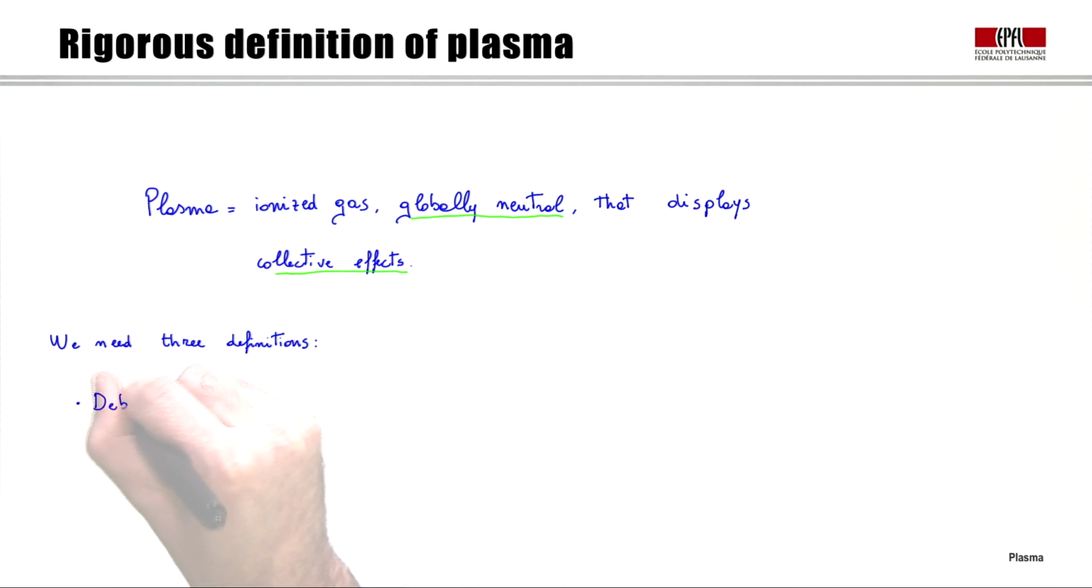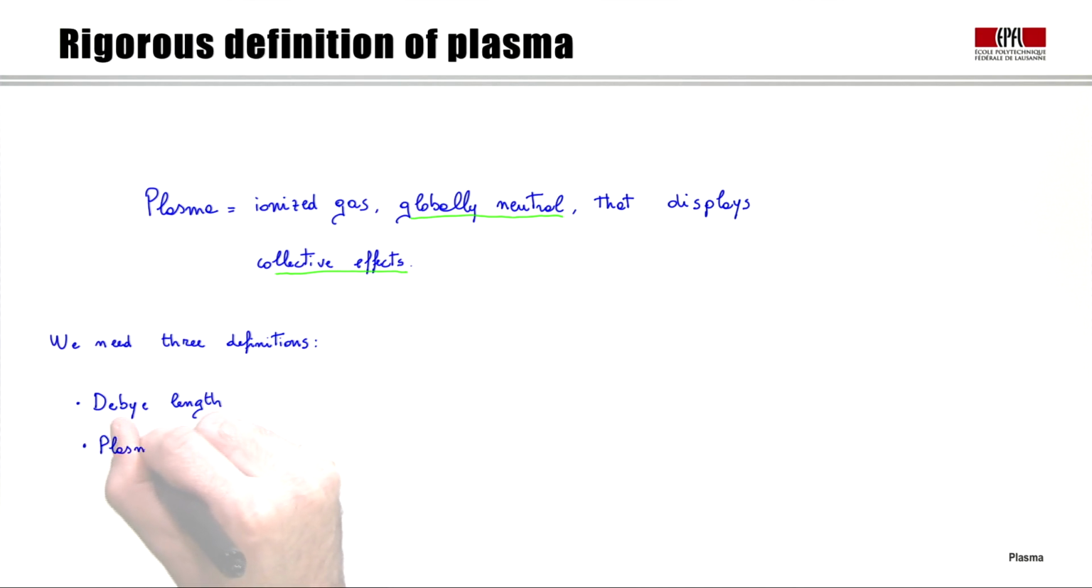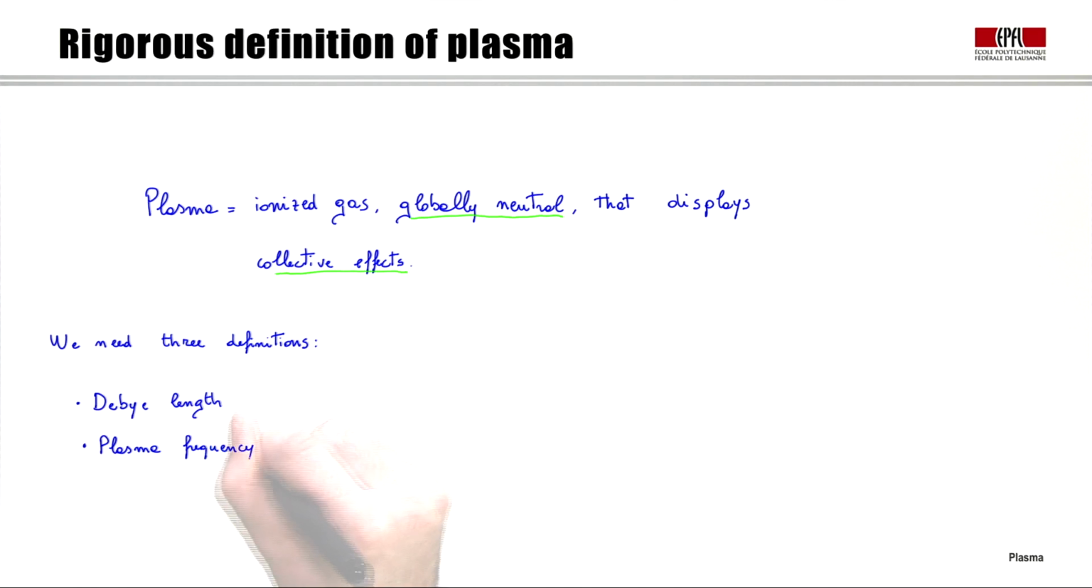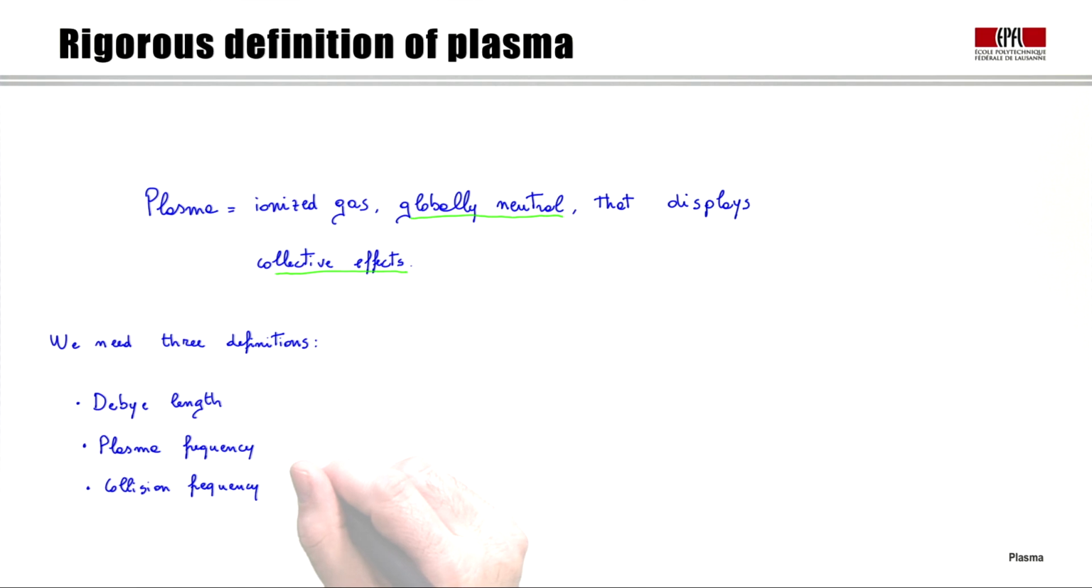The first one is the one of the Debye length. The second one is the one of plasma frequency. And the third one is of collision frequency. Once we have given these three definitions, we will be able to see where plasmas can be found in nature. In the present module, we will focus on the Debye length, and in the next one, we will look at plasma frequency and collision frequency.